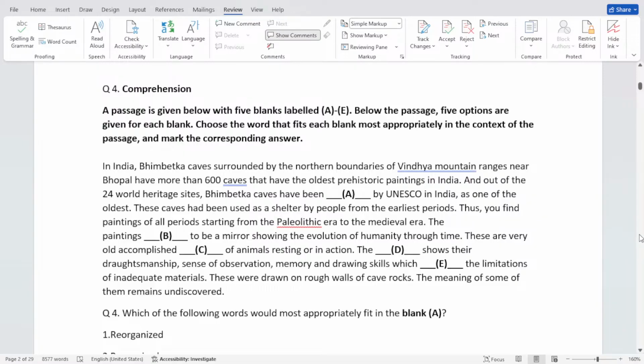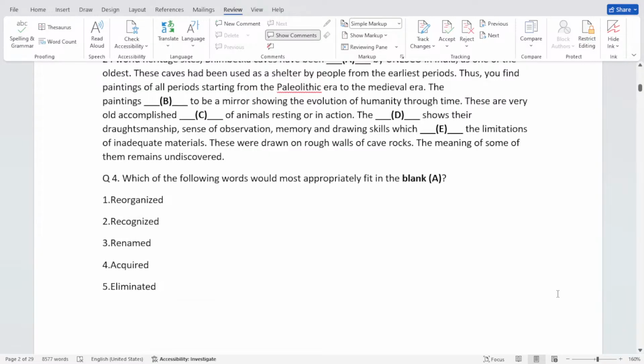Okay. In India, Bhimbetka caves, surrounded by the northern boundaries of the Vindhya mountain ranges near Bhopal, have more than 600 caves that have the oldest prehistoric paintings in India, and out of the 24 World Heritage Sites, Bhimbetka caves have been blank by UNESCO in India. This is the first question they gave. So, for the first question we will see: which of the following words would most appropriately fit in blank A?